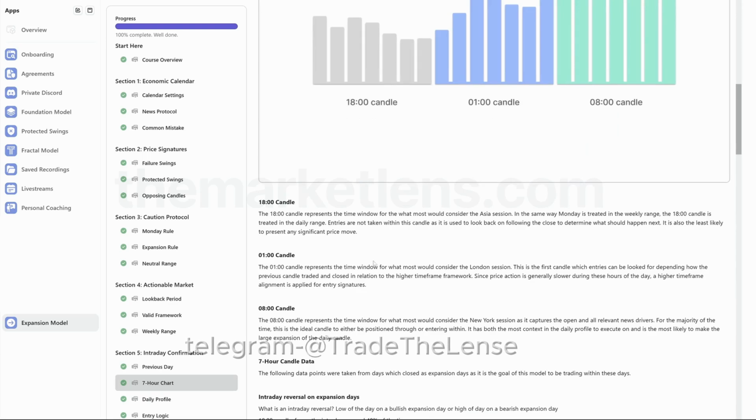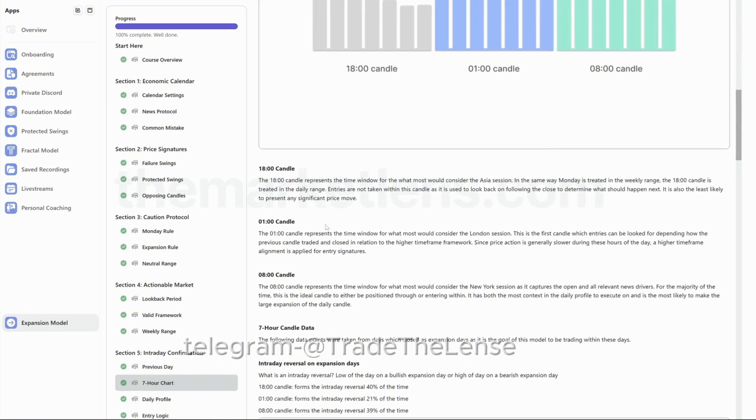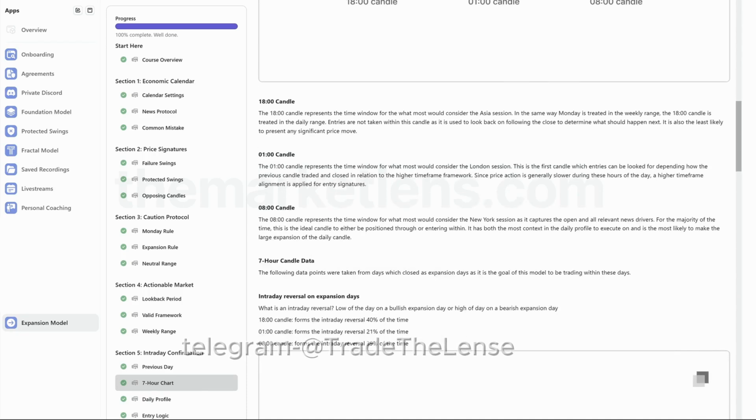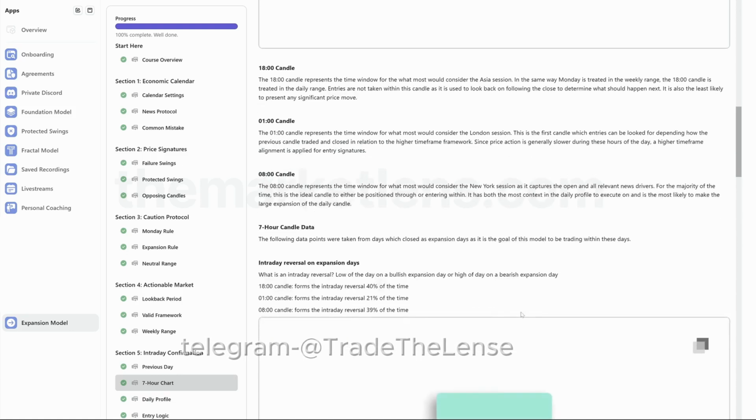There's a little bit more here. So, brief explanations. The Asia session and the 18 candle, no trading in here. We're going to get more into specifics there. The 1 o'clock candle is like London session, slightly slower. And the 8 o'clock candle is really where volatility starts to pick up. You see more expansions. And we'll get into some of these data points that you'll likely find interesting.